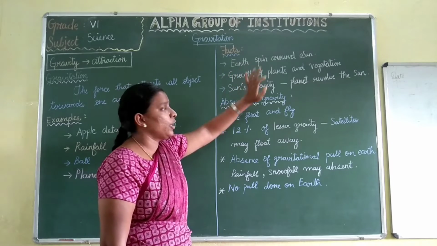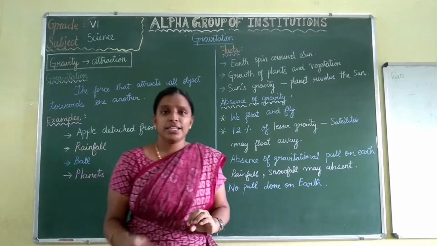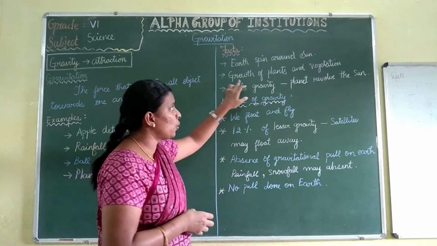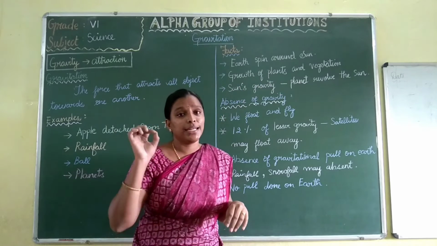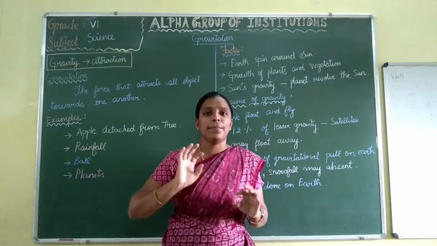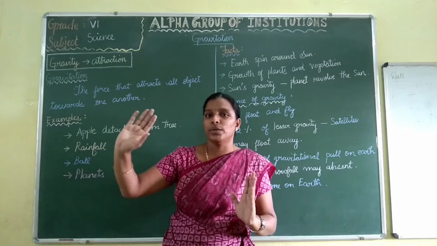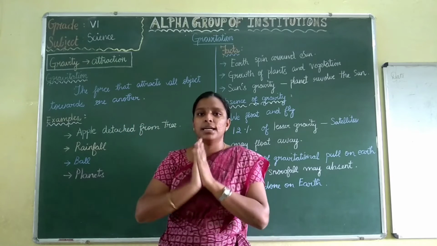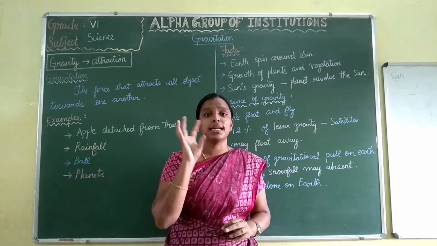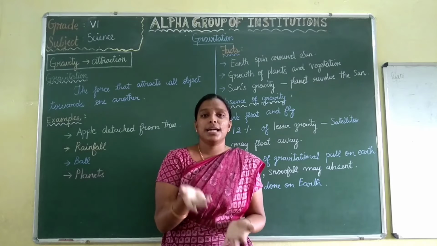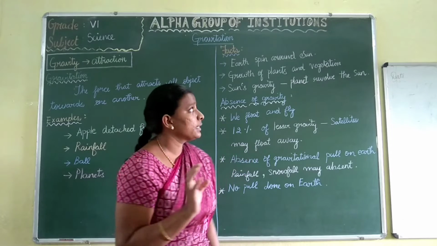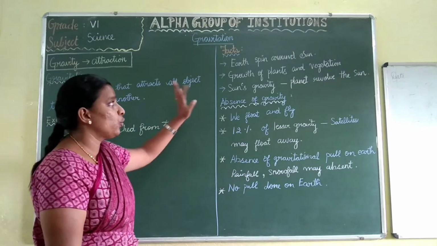So the earth spins around the sun. Because of gravitation only, the earth is revolving around the sun. We know, right? Same with the growth of plants and vegetation. You can clearly observe that if you keep a plant in a shady part, the plant will automatically move and turn towards the sun. Wherever the sunlight is, the plant will move because of the attraction. Attraction means the sun has gravity. By that gravity the plant is attracted and moves towards the sun. So gravity is also present in the growth of plants.